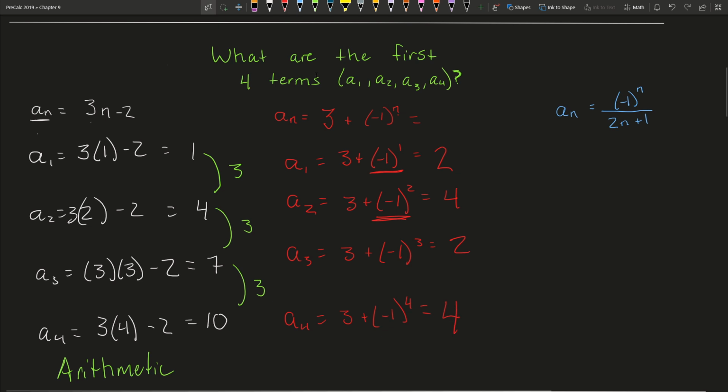Okay, so these sequences, they can go back and forth between just two terms. They don't always have to just go up. They don't always just have to go down. And even beyond that, they don't have to always have the same sign, and they don't always have to be just repeating numbers. All right, so in blue, again, we're trying to find the first four terms. And all we have to do is substitute the number of the term in for n.